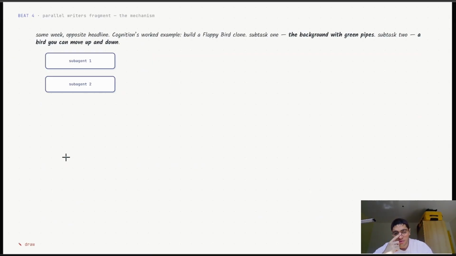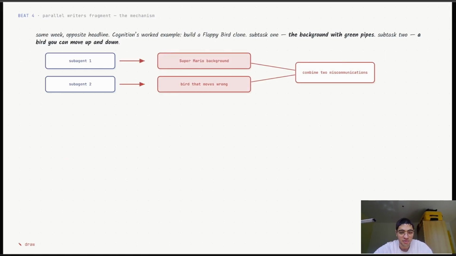Now let's talk about the Cognition team. The Cognition team, which is the Devin team, if I'm not wrong, and they had an example. Basically, they wanted to build a clone of the game Flappy Bird. They had subagent 1, which they tasked to build the moving background with the green pipes. If you have played Flappy Bird, you have green pipes, and your bird needs to pass through these green pipes. And subagent 2 builds a bird you can move up and down. Okay, nice. Until here, everything is nice.